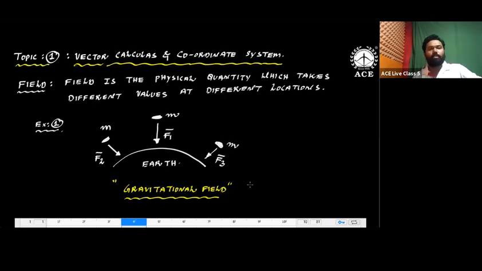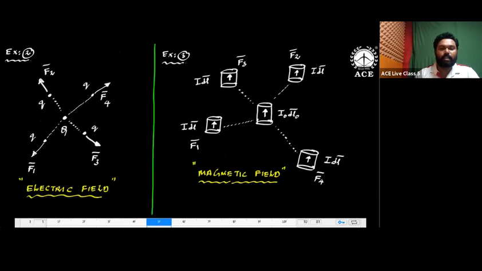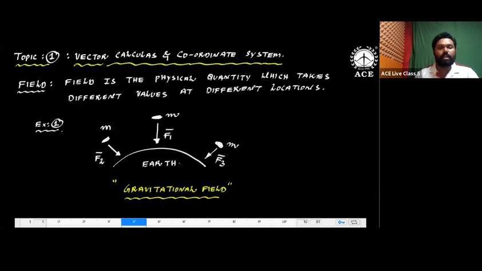Read that statement what I have given. Field is a physical quantity which takes different values at the different locations. Clear? Fine. There are two types of fields: one is a vector field, other one is a scalar field. I will not go into the definitions.